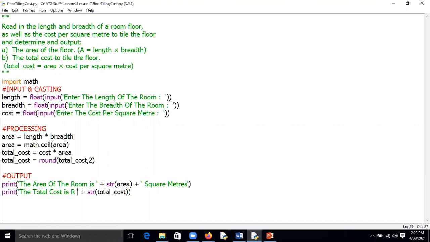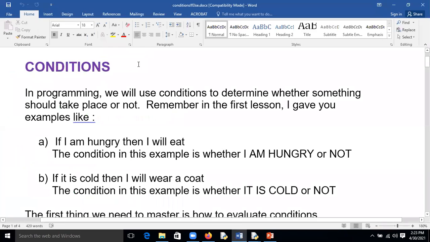All right, moving on. Now we come to something that's extremely exciting, and this is conditions. Now, what exactly do we mean by conditions? In programming, we will use conditions to determine whether something should take place or not. Remember in the first lesson, we looked at if I am hungry, then I will eat. So the condition in this example is whether I am hungry or not. Secondly, if it is cold, then I will wear a coat. And the condition in this example is whether it is cold or not.